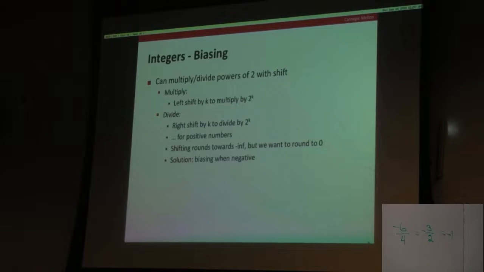So the solution is something called biasing. So we want to add 2^(k-1) to our number before we shift, where k is the number of bits we're shifting. So what does that do? In this case, we have this number. We're shifting by 2 bits. So we're going to add 0011 to it.